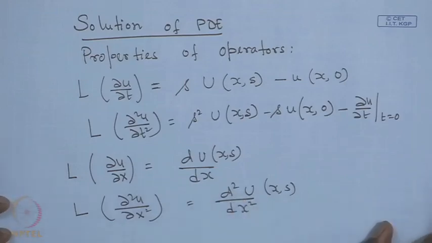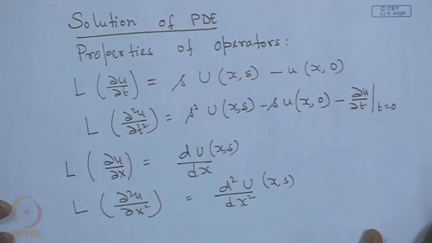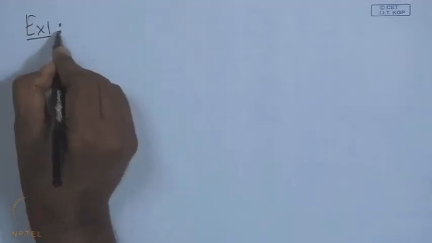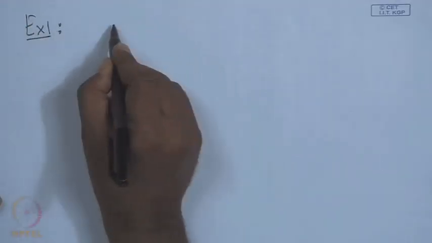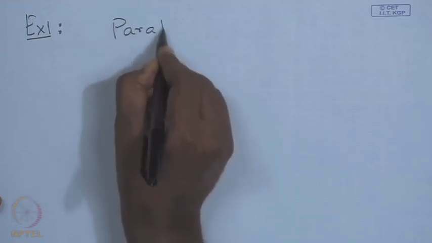So, these are the properties of various operators in the Laplace domain. Once we brush up these properties of various Laplace operators and we know the Laplace transform of some known function f of t, then we are in a position to solve an actual problem. Let us look into an exercise problem first. Example 1, let us look into a parabolic partial differential equation.